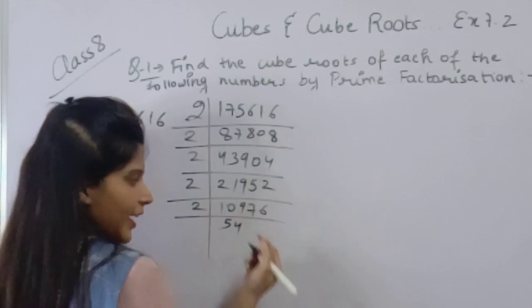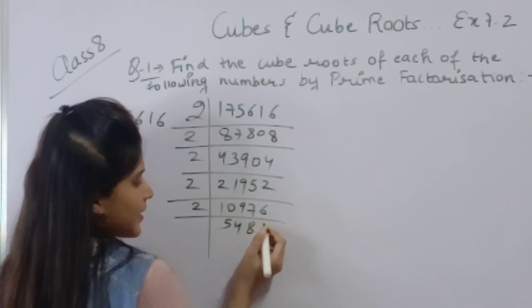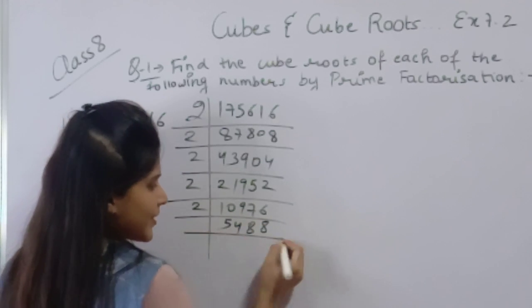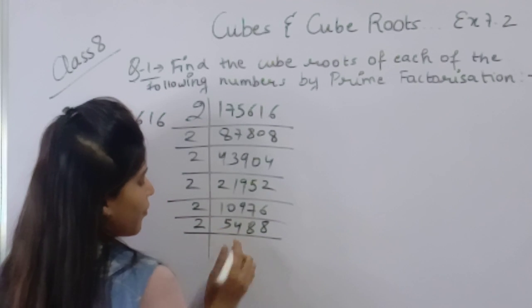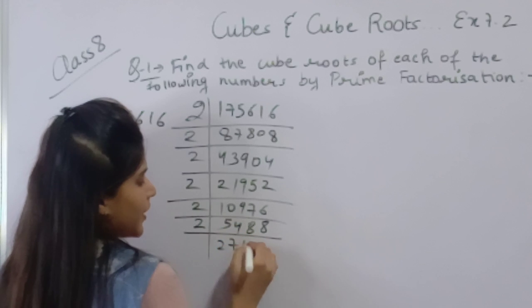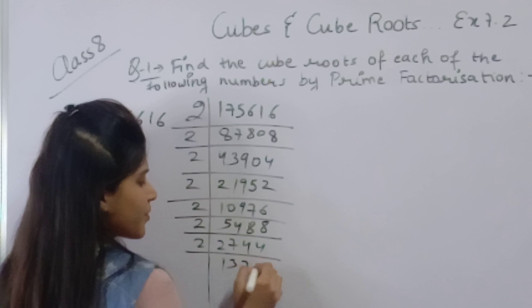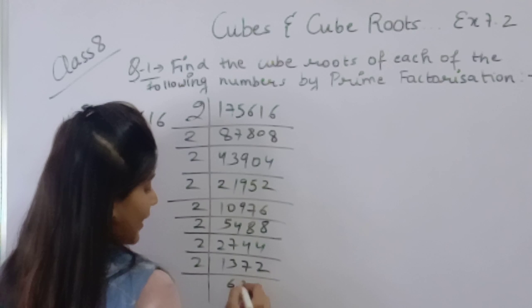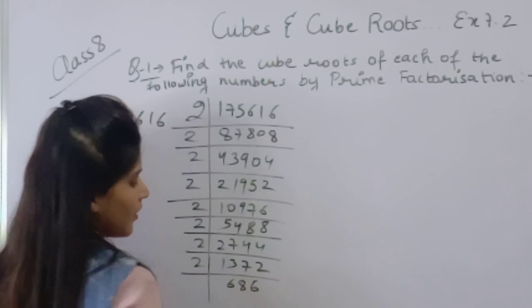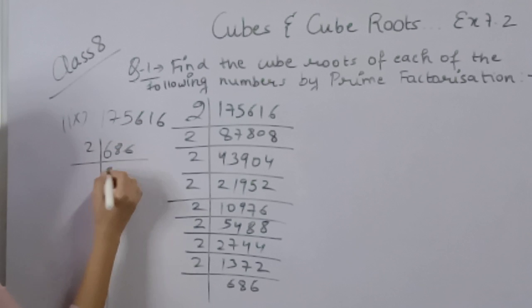2 4s are 8, 17 left, 2 8s are 16, 2 8s are 16, 2 4s are 8, 2 2s are 4, 2 7s are 14, 2 4s are 8, 2 4s are 8, 2 1s are 2, 2 3s are 6, 2 7s are 14, 2 2s are 4, 2 6s are 12, 2 8s are 16, 2 6s are 12. Now 686. 2 3s are 6, 2 4s are 8, 2 3s are 6.